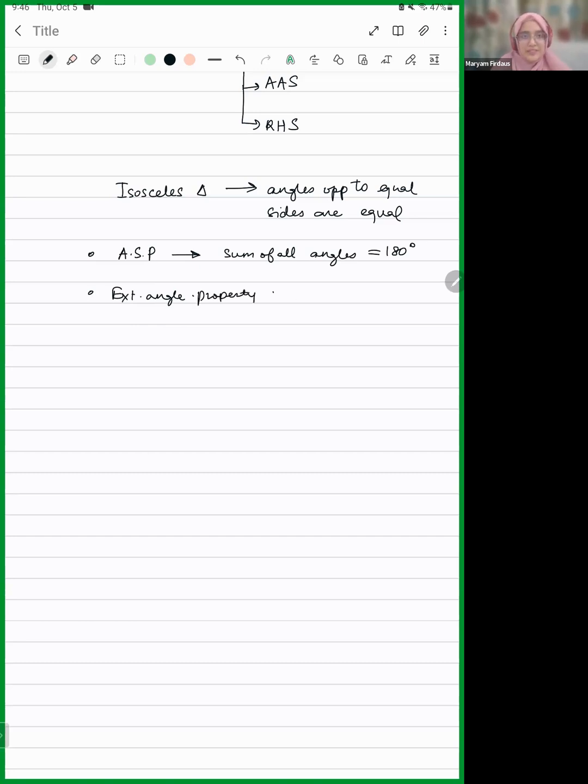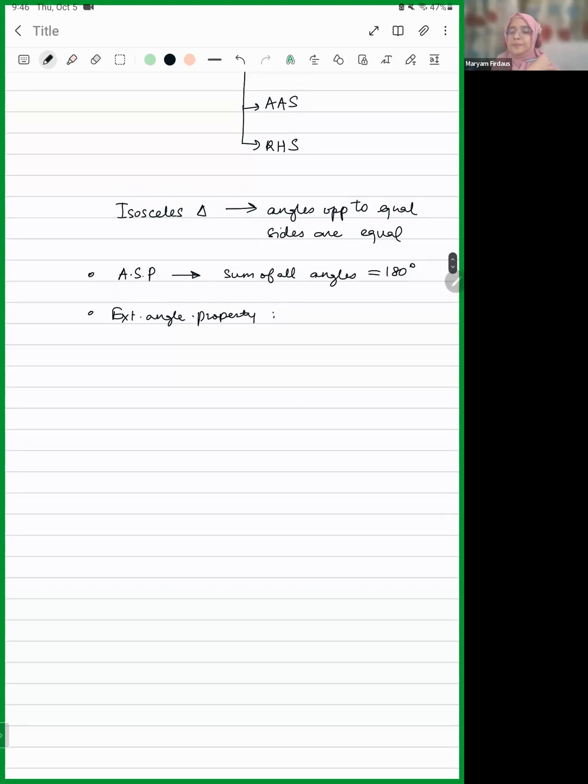Who will tell me this? Ma'am, exterior angle property is when we add all of them and it will be supplementary, I guess. No, when the angles on the opposite side of the exterior angle, they add up to the exterior angle. See, what does this mean?